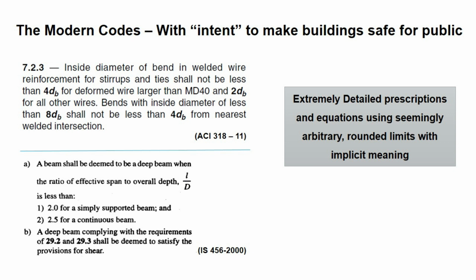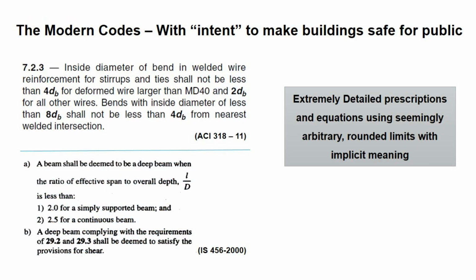They prescribe step-by-step procedures which a structural engineer is supposed to follow to come up with a supposedly safe design. If you look at the clauses of these building codes, they are all prescriptive in nature. What I mean is that there will be a very specific set of rules, some specific rounded limits with implicit meaning, and the structural engineer is supposed to follow those rules.